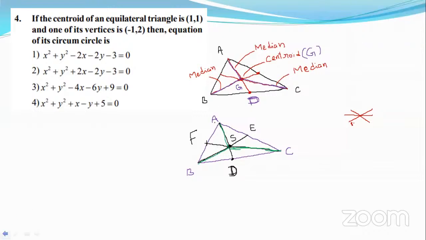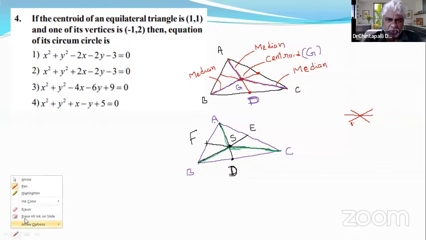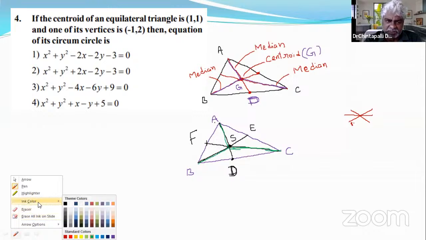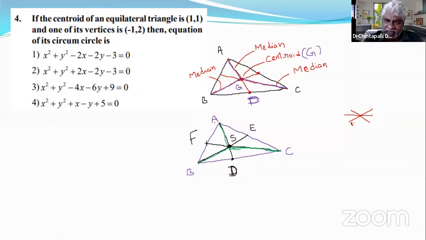Since AS is equal to BS is equal to CS, if we draw a circle with center S, and radius either AS or BS or CS, all are equal. So with center S and the radius as AS or BS or CS, that circle goes like this. That circle covers all three vertices.